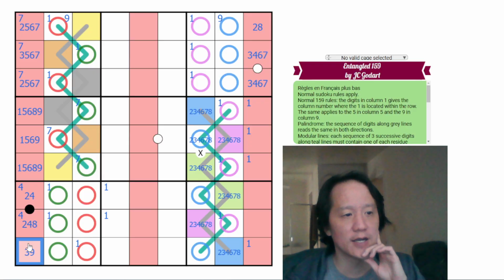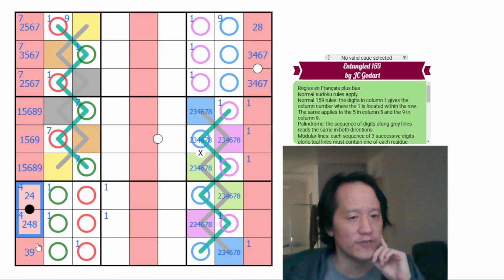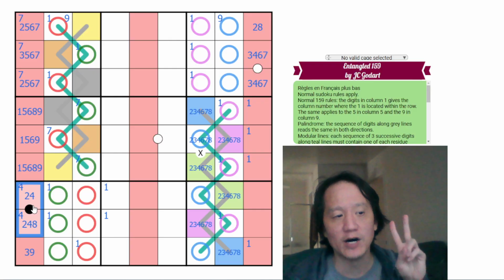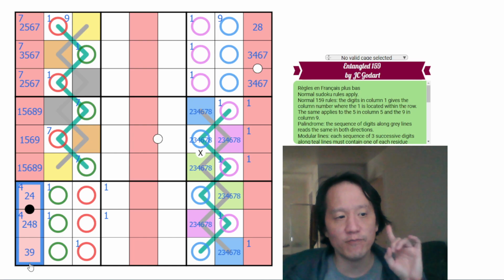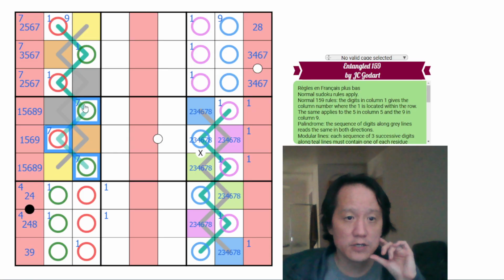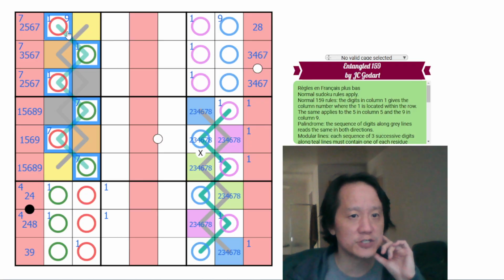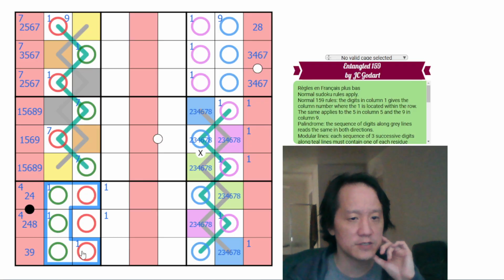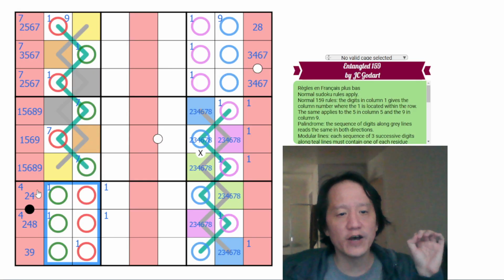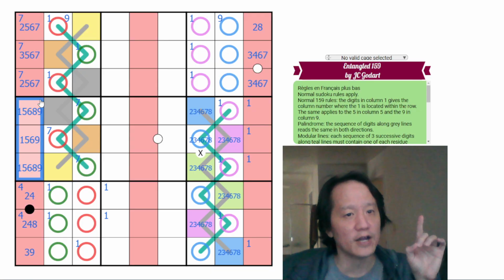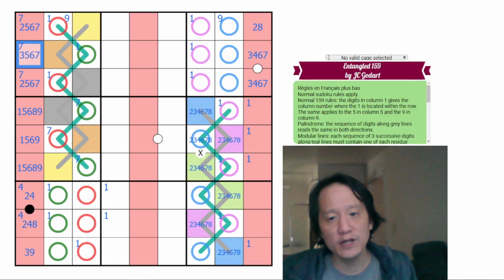So it cannot be 2 or 8 because if it's 2 or 8, it forces the other to be 2 or 8, which means there's 2 of modularity 2. And we learned that this has to have 1 each of mod 0, mod 1, and mod 2 because there are 2 of each modularity here, and they correspond to these 6 digits. So all of that means this is 8 or 9, this is 8 or 9, so this has to be 7. We tried this being 3.